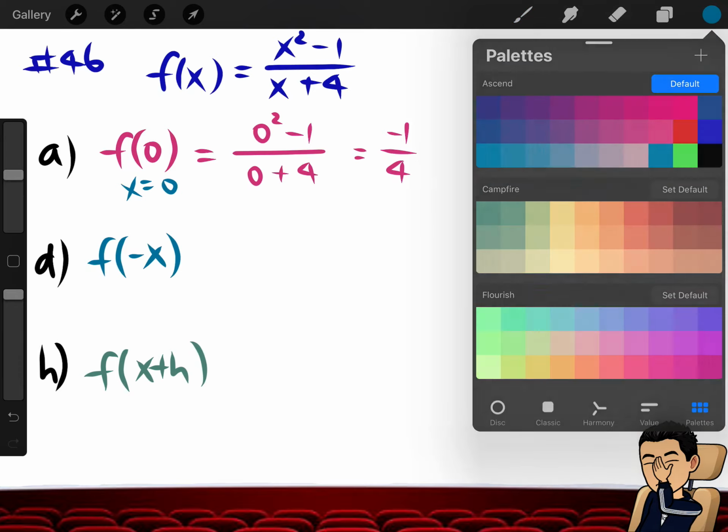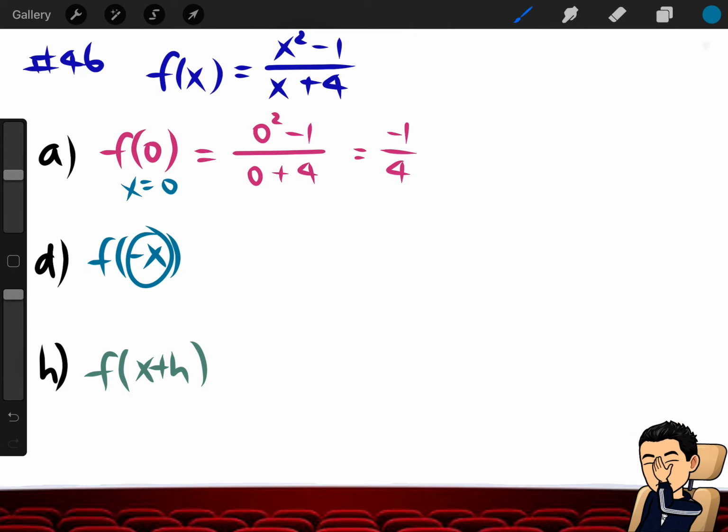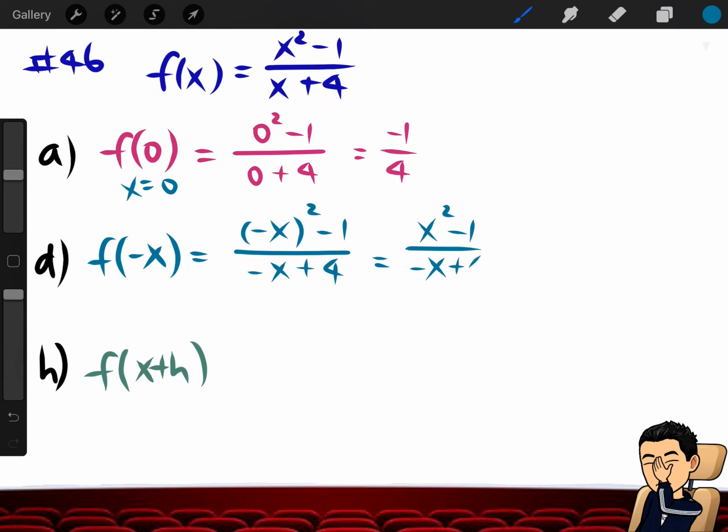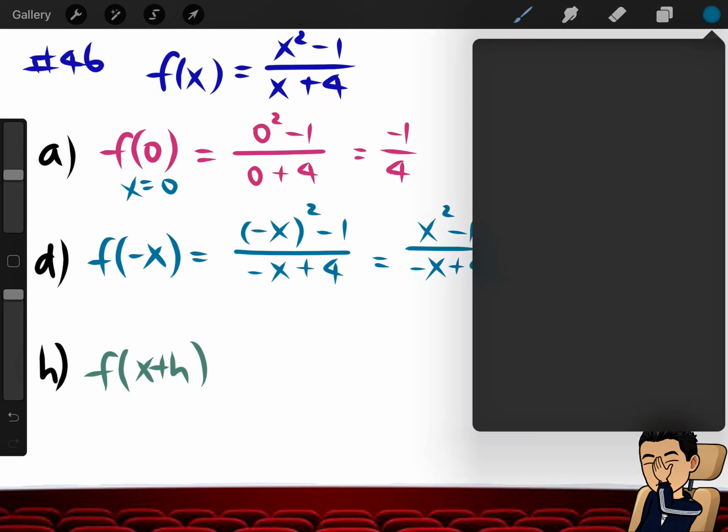Okay, so next one, you're subbing negative x into x. So every x is going to become negative x. So it's going to be the square of negative x, minus 1, over negative x plus 4. So we have x squared minus 1 over negative x plus 4. Okay, so let's look at letter H. I'm skipping on letters, because I just focus on the ones I think are more important. So look at the next one.